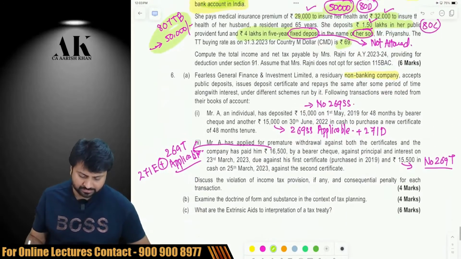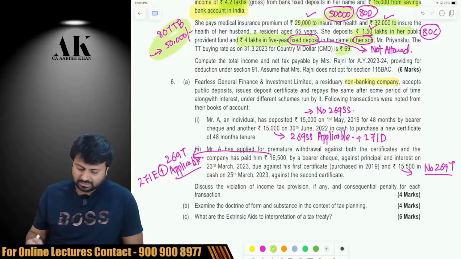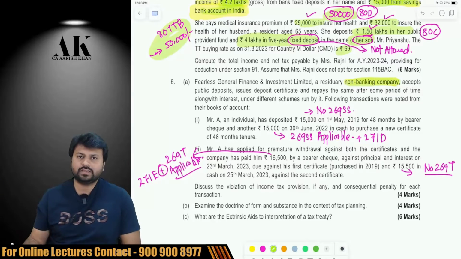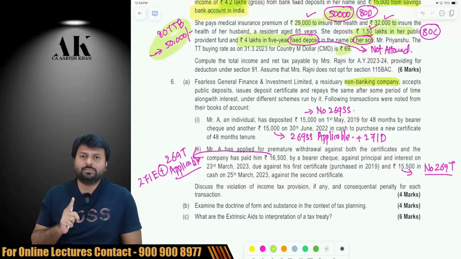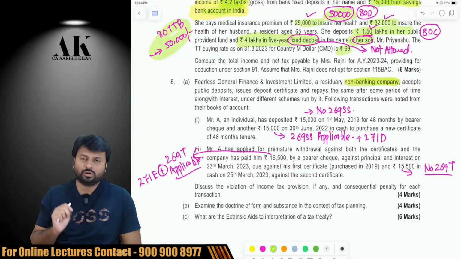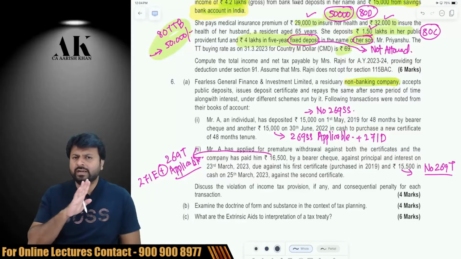Now, the next question is based on the last question in MTP 1 November 2023. The last question is based on NBFC. The NBFC is receiving some deposits from its customers, and therefore we have to check whether we have to apply 269SS, and on repaying of deposit whether we have to apply 269T or not. First of all, 269SS and 269T are applicable for NBFCs. It is not applicable for banking industries, but for NBFCs it is applicable.